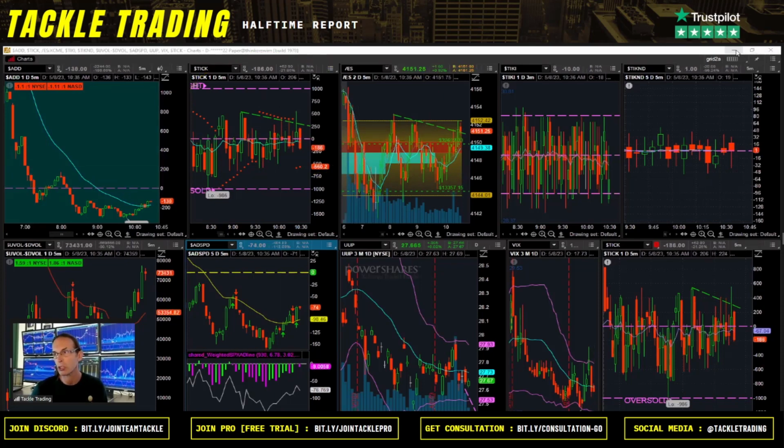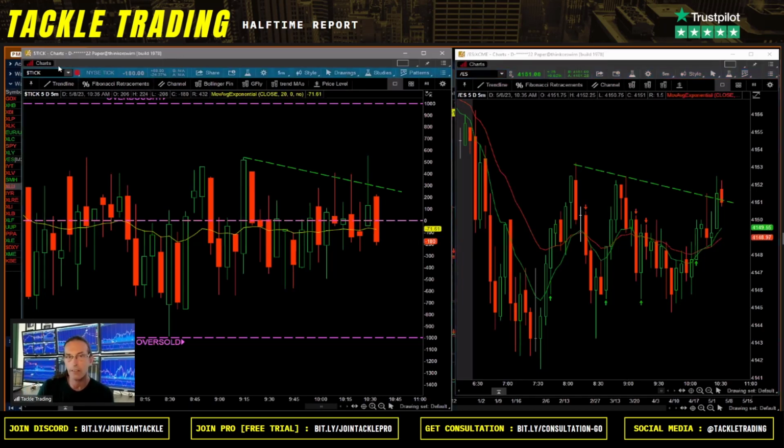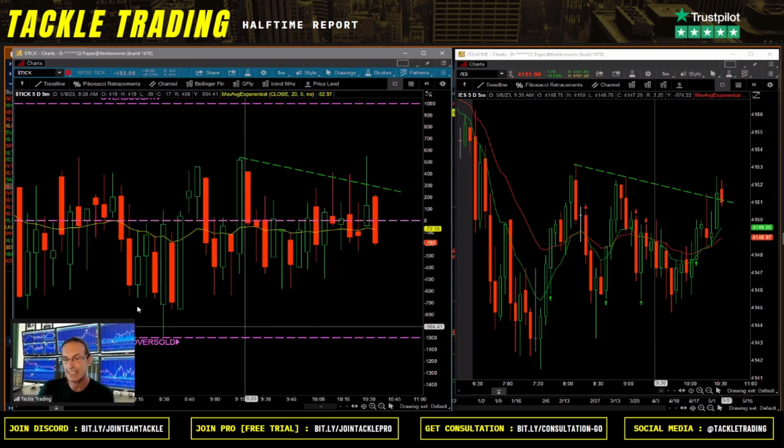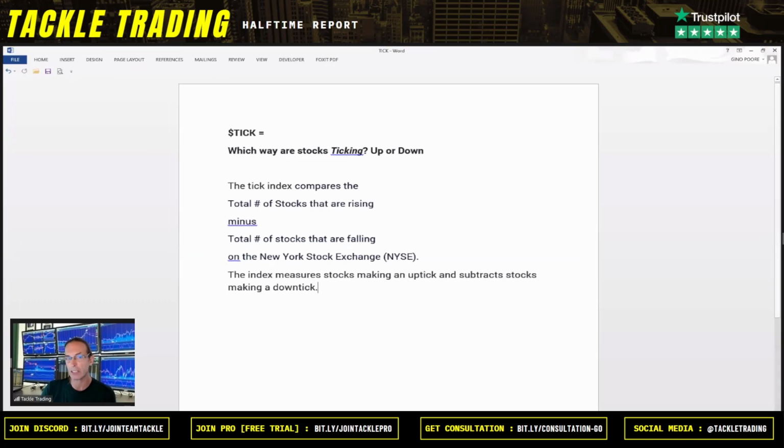Now, there's a couple different versions of tick. The most heavily watched one is the NYSE tick. Let me blow it up so it's side by side here. And what you have now is the tick on the left, and then you have the S&P on the right. Now, what the tick is, let me give you a quick definition of that, a little basic definition, I made it real easy. It's measuring which way stocks are ticking. That's another word for moving, up or down.